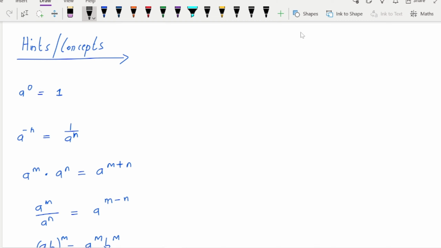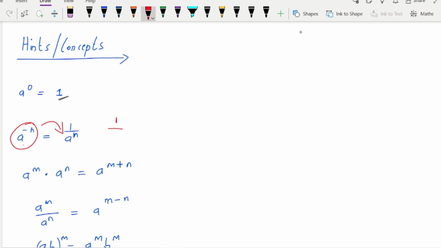So the first one simply says that any exponent, any variable or coefficient raised to the power 0 is always 1. And the second one is any variable that is raised to a negative number, you can write it alternatively like this, where you take the whole variable and make it a denominator, and then put 1 on top.